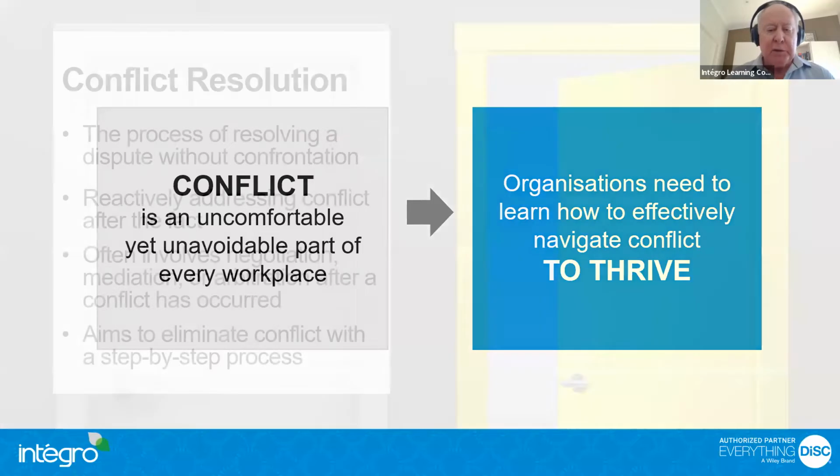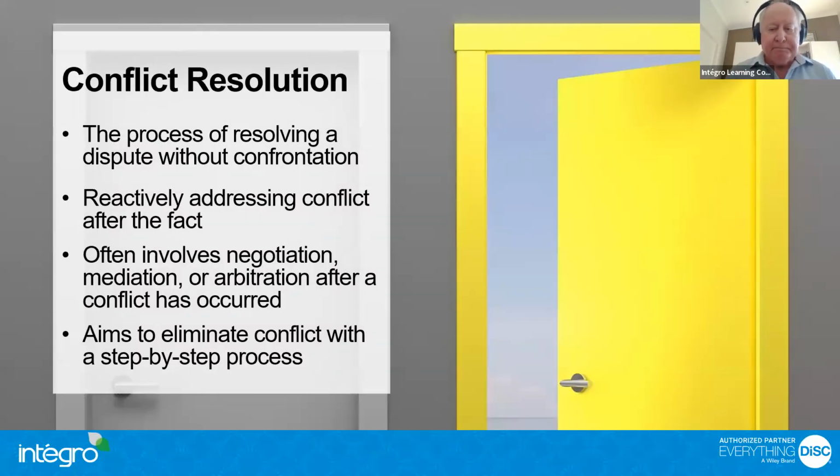Let's look at what conflict resolution was about. It's the process of resolving a dispute without confrontation, reactively addressing conflict once it's appeared. It often involves negotiation or mediation or arbitration after the conflict has occurred, and it aims to eliminate conflict with a step-by-step process. Let's resolve it. So it would be better if we didn't have the negative conflict in the first place.